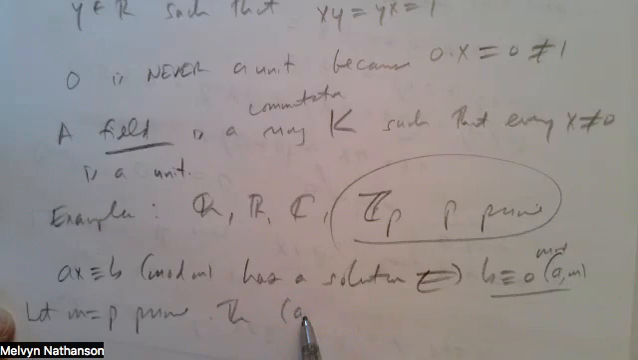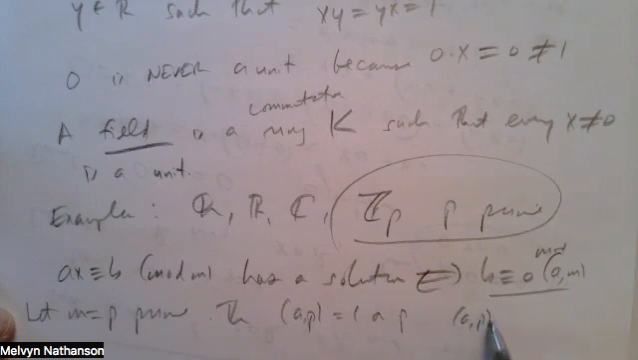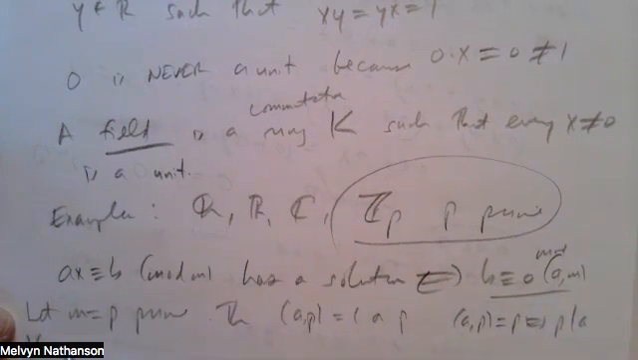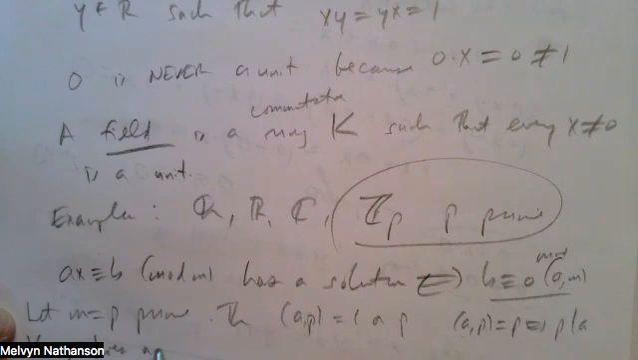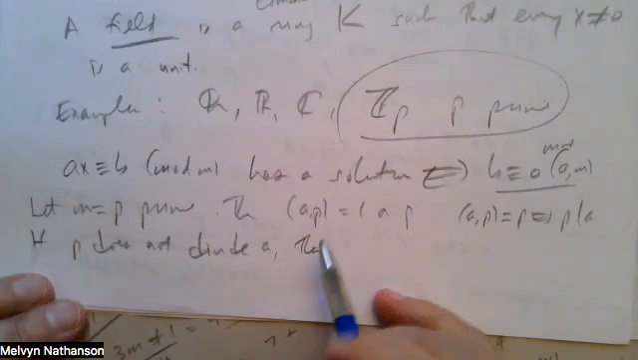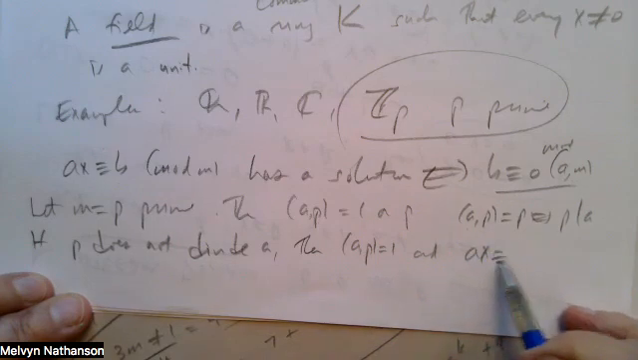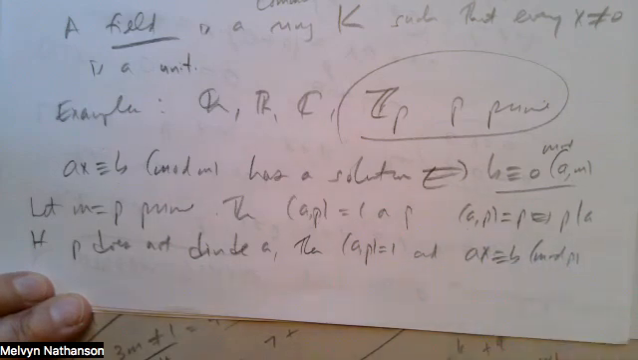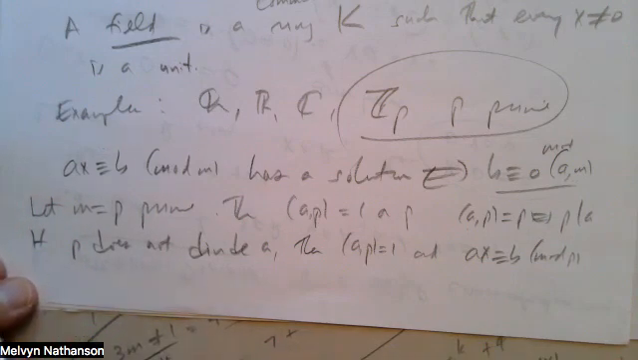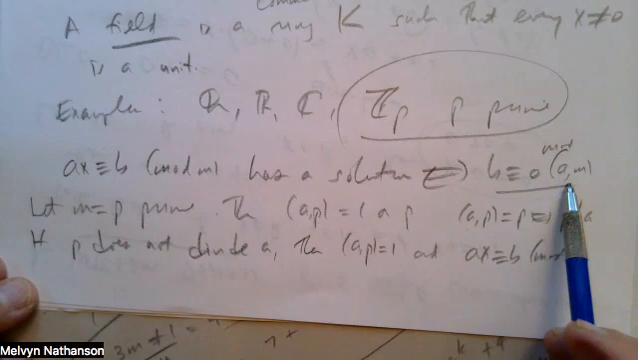Then the greatest common divisor of a and p is a number that divides p. This is either 1 or p, and it is p if and only if p divides a. So if p does not divide a, then the greatest common divisor of a and p is 1, and ax congruent to b mod p has a solution, because b is always divisible by 1.